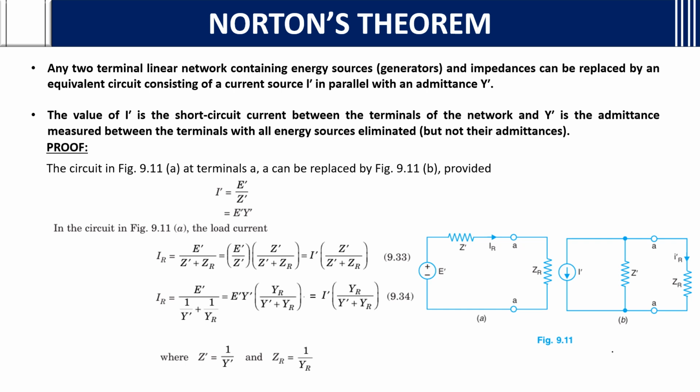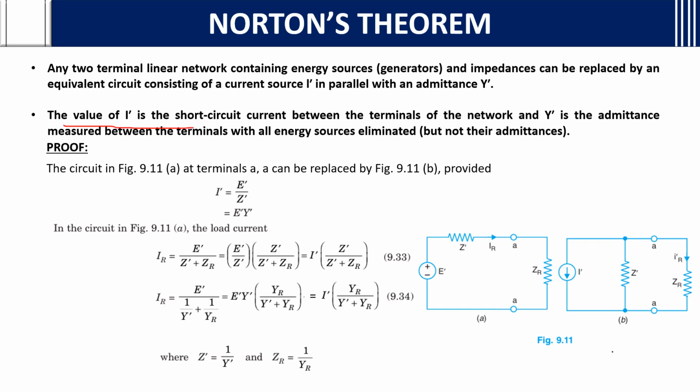Norton's theorem, we will see the statement: any two-terminal linear network containing energy sources or generators like current sources, voltage sources, and impedances can be replaced by an equivalent circuit consisting of a current source I dash in parallel with an admittance Y dash. Here it is a current source in parallel with the admittance, whereas in Thevenin's theorem, the voltage source E dash is in series with the resistance.